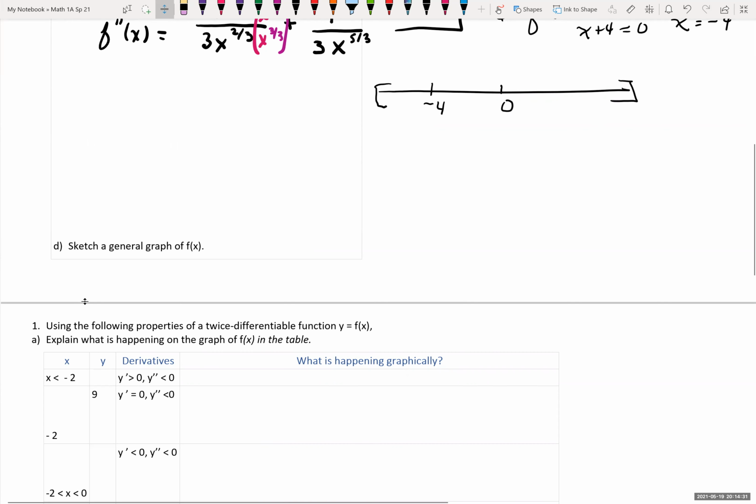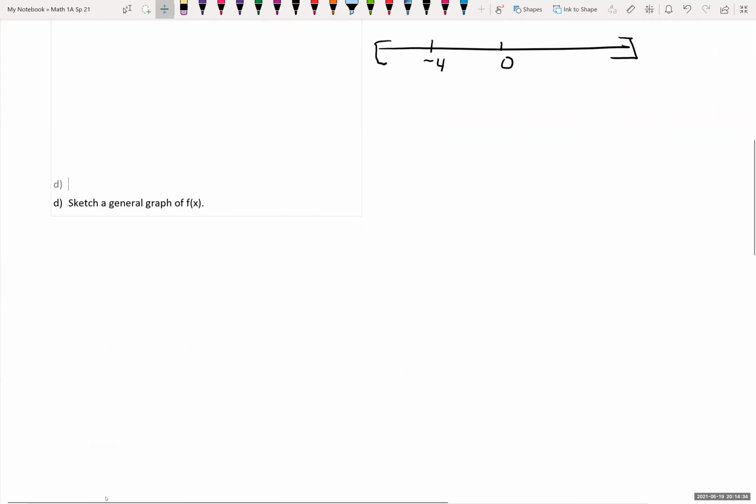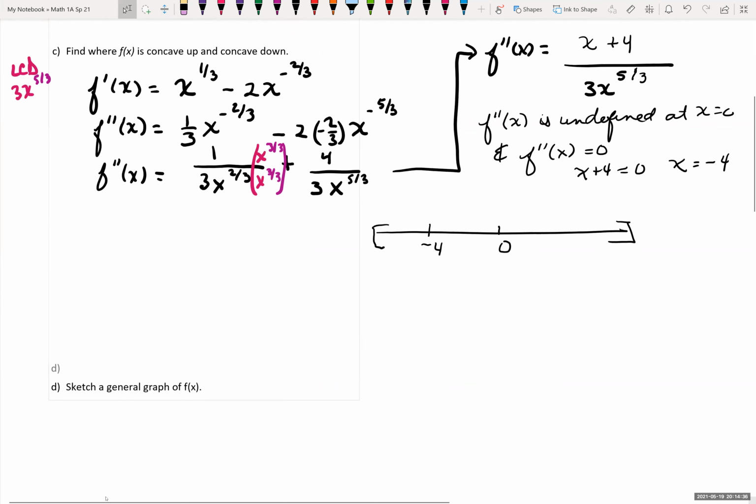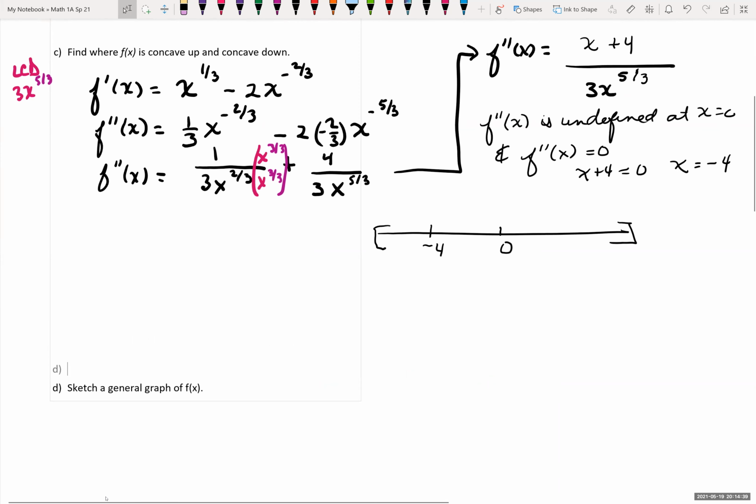So we plug into the second derivative a number in each interval to see if it's positive or negative. If we choose a number to the left of negative 4, how about x equals negative 5? If we plug it in here, -5 plus 4 is negative. If I take a cube root of a negative, that's negative, and if I raise it to an odd power, that's also negative. So my denominator is also negative. This is greater than 0, so we know that it's concave up.